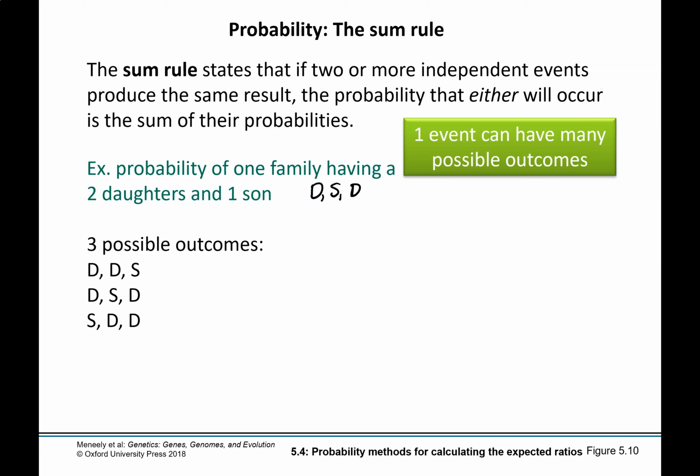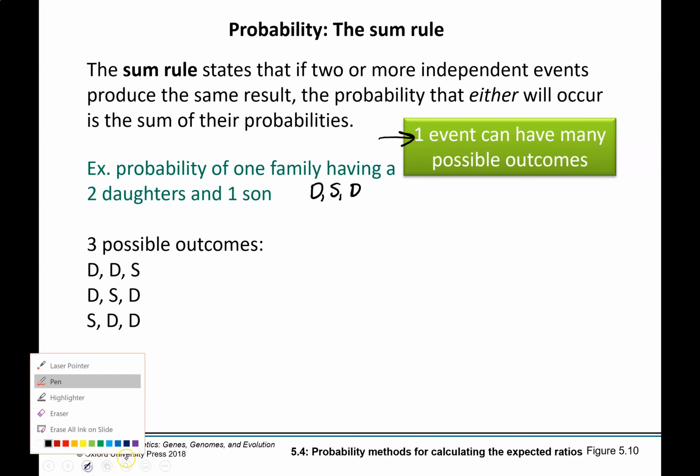But what if we want to find out, how do we have 2 daughters and a son? What's the probability of having 2 daughters and a son? And it doesn't matter what order they're in. Well, there are 3 possible outcomes. We can have 2 daughters and then a son, daughter, son, daughter, or a son and then 2 daughters. So one event can occur through 3 different outcomes. So the sum rule tells us that we can add together all of those independent events.